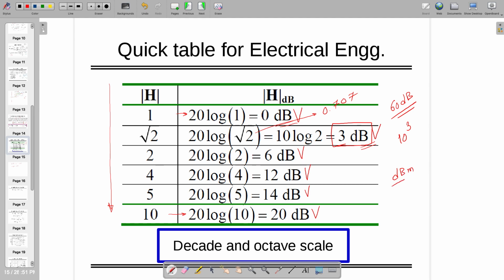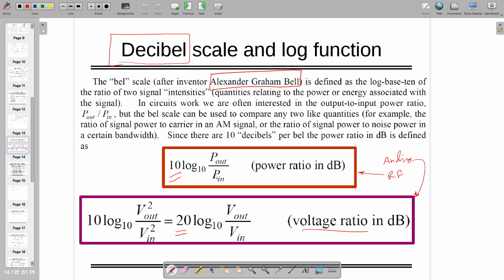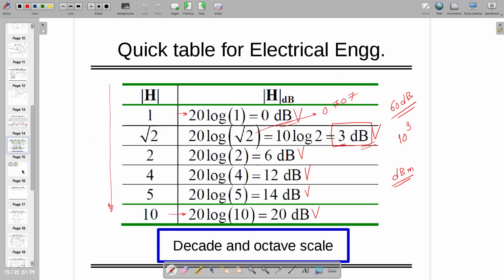I am not defining it right now, but dBm is for power. Here it's written P out by P in, but there is one more unit for power, which is dBm. We are going to use it afterwards, but we are going to use only two units, right?